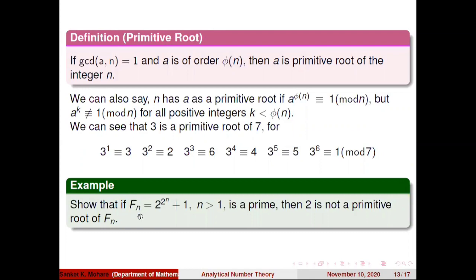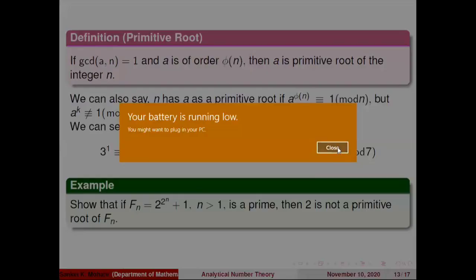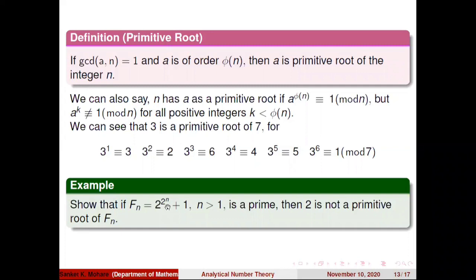Show that if Fn is equal to 2 to the power 2^n plus 1, where n is greater than 1, is a prime, then 2 is not a primitive root of Fn. Okay, so here Fn is equal to what? 2 to the power 2^n plus 1, where n is greater than 1. This is a prime. Then we have to prove that 2 is not a primitive root of Fn. Means what we have to show? We have to show 2 to the power phi of n is not congruent to 1 modulo n. This we have to show.